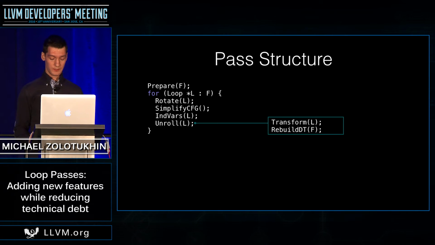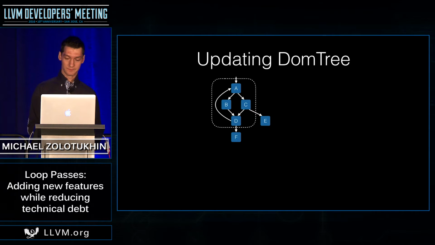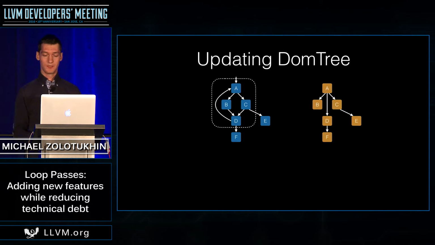Luckily, the DT, dominance tree, can be updated locally when we unroll, and it's not very difficult. So let's look at an example to see how it can be done. In this example, we have a simple loop with one extra exit from block C, and a dominance tree for this loop would look like this. So we have an entry A that dominates all blocks in the body of the loop, and predecessors of exits dominate the exits. So let's imagine that we need to unroll this loop by a factor of 2.